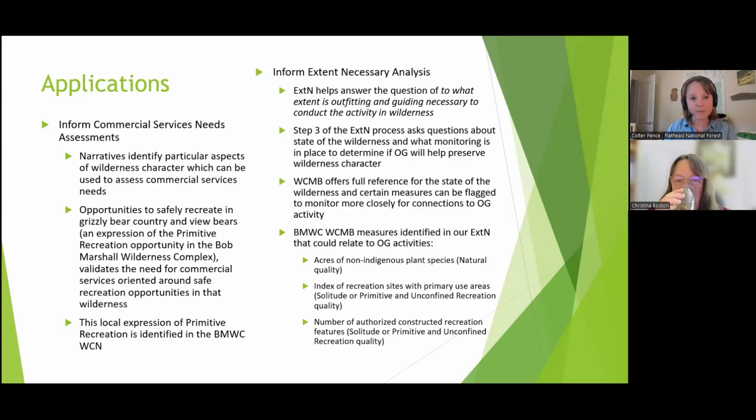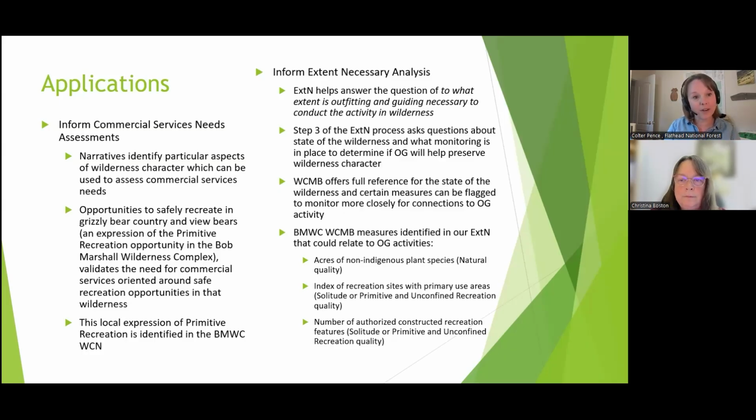Here's an example. Our wilderness character narrative in the Bob Marshall Wilderness Complex identifies a particular specific version of primitive recreation for our area, not generic, but specific to our area. And that is safe recreation in grizzly bear country. That is one of the forms of primitive recreation we honor here. And opportunities to safely recreate in grizzly bear country and even view grizzly bears while recreating is one of those forms of primitive recreation that we've identified in our wilderness character narrative that we want to sustain, enhance, etc.